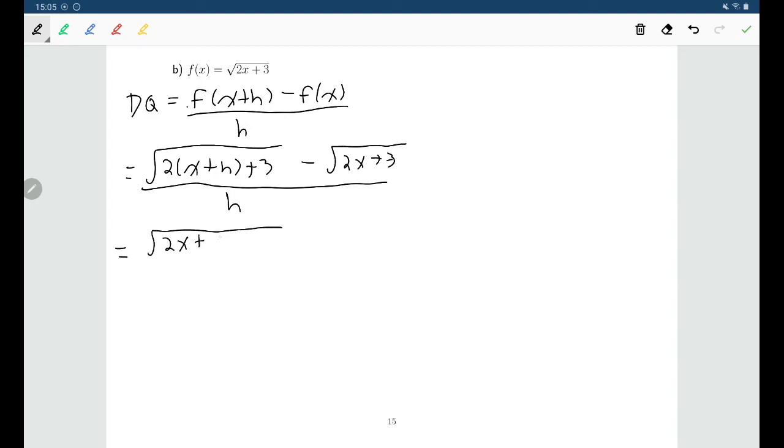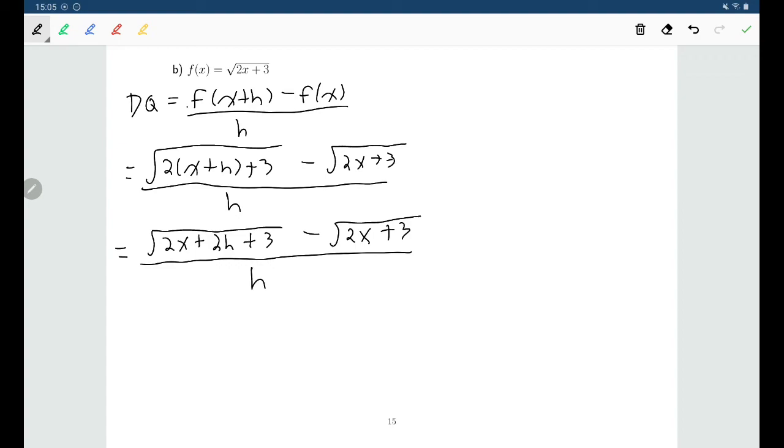And same thing as before, when I'm replacing my x's with x plus h, I do so by putting the x plus h in brackets, because in my original function, the x is being multiplied by 2, so I want x plus h to be multiplied by 2, and that's why I've put x plus h in brackets.